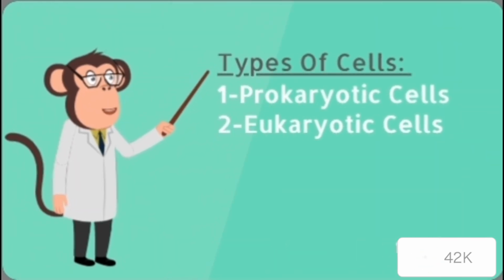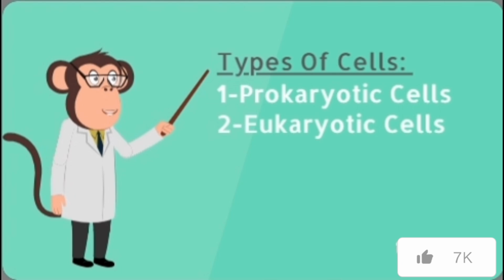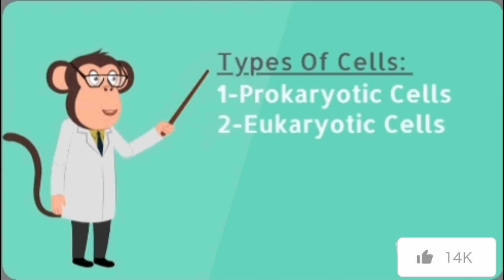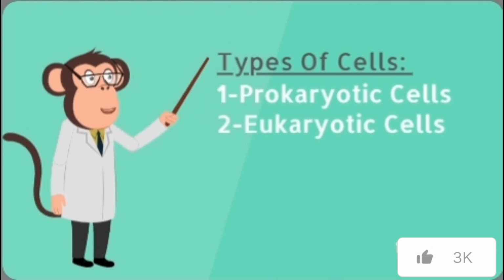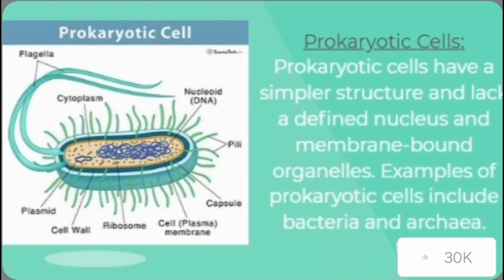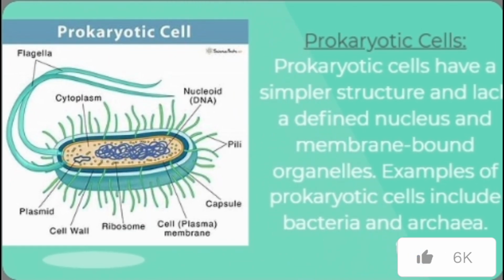Cells can be categorized into two main types: prokaryotic and eukaryotic. Prokaryotic cells are simpler and usually found in bacteria, while eukaryotic cells are more complex and found in plants, animals, fungi, and protists. Prokaryotic cells have a simpler structure and lack a defined nucleus and membrane-bound organelles. Instead, their genetic material is located in a region called the nucleoid. Examples of prokaryotic cells include bacteria and archaea.